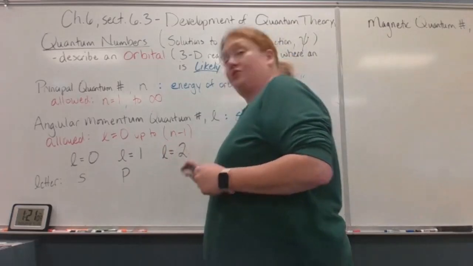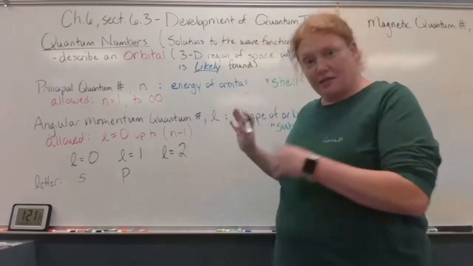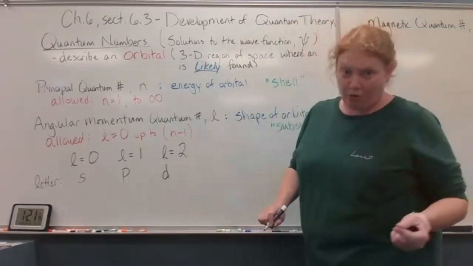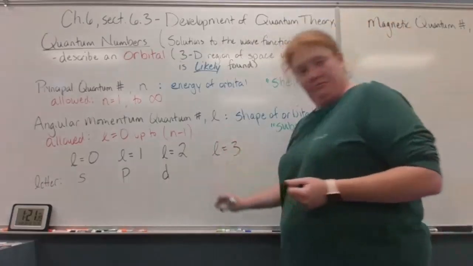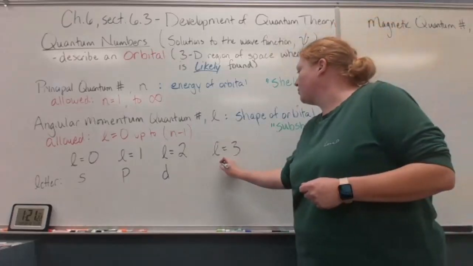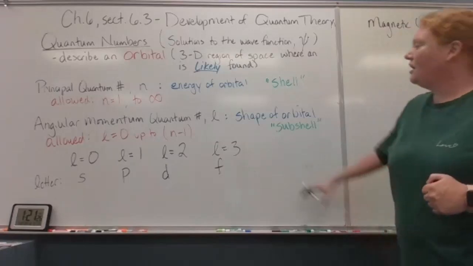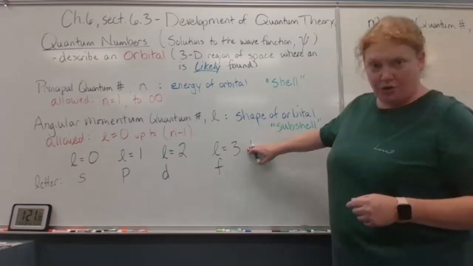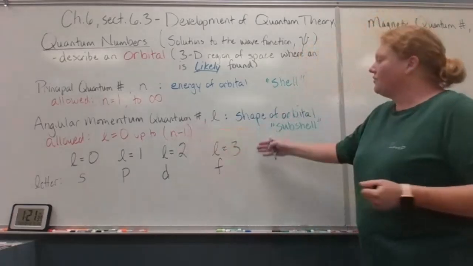When L is 2, the subshell orbitals we're talking about are described as d orbitals. And when L is 3, we're talking about what are known as f orbitals. And then if you keep going in number, again, you can go up to n minus 1.